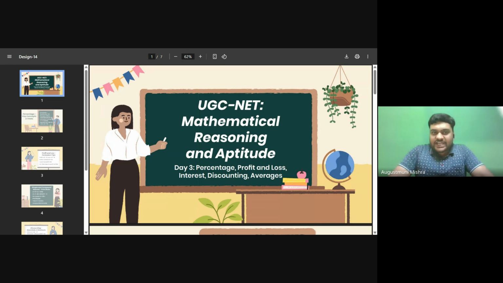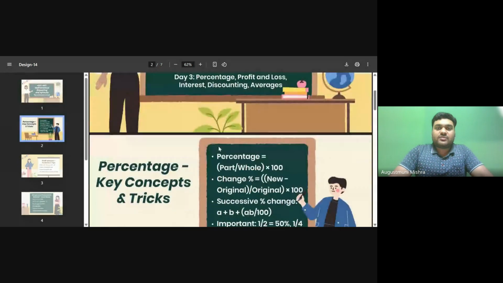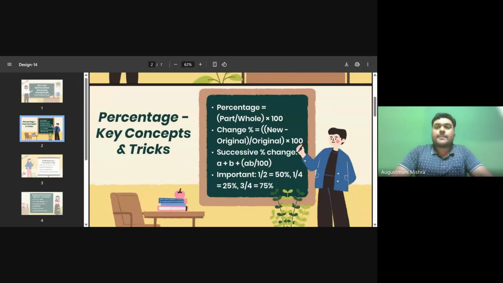Averages I will start from tomorrow onwards, because it is also a part of data interpretation. But today I am starting with percentage, profit and loss, interest and discount. I am changing the slide, through which we can understand what we have to go through. So this is the percentage where we have to use different formulas. You can use different references for formulas. Right now I have mentioned the basic things.